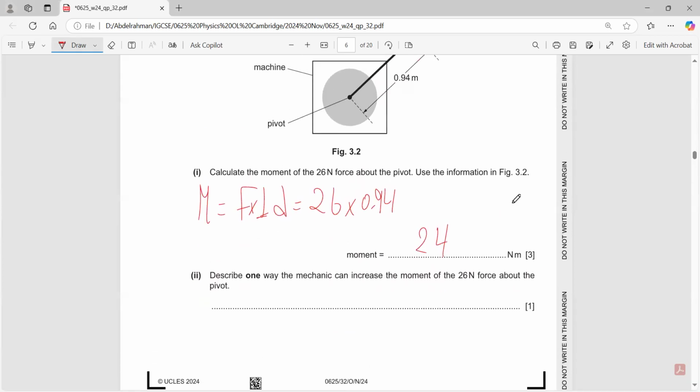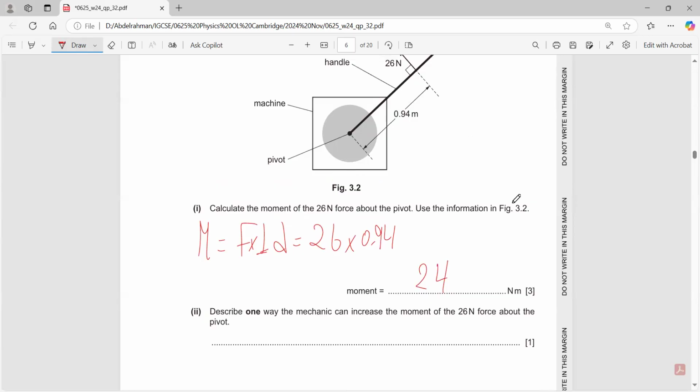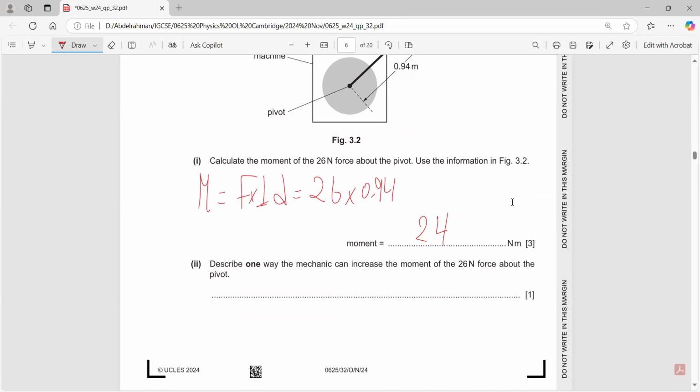Describe one way the mechanic can increase the moment of the 26 newton force about the pivot. How can I increase the moment? You have the same force, 26 newtons. How can you increase the moment? Increase the distance. Increase the perpendicular distance between the pivot and the force. Not closer. Closer is wrong. Okay, increase the distance from the pivot.